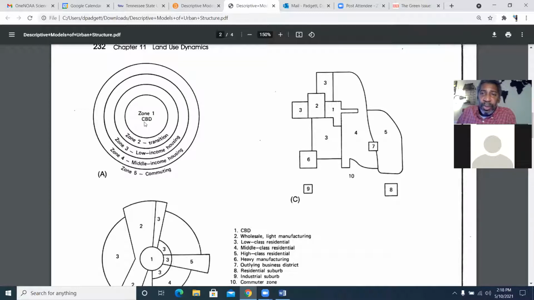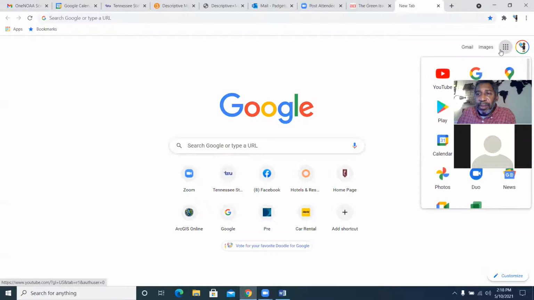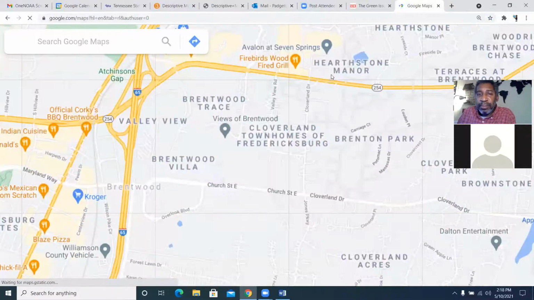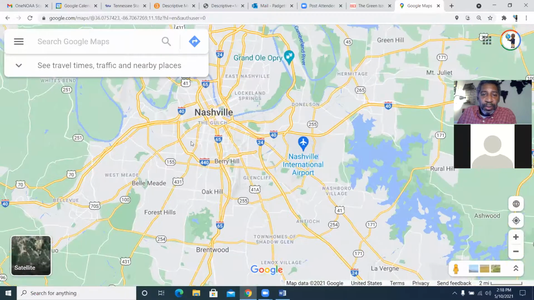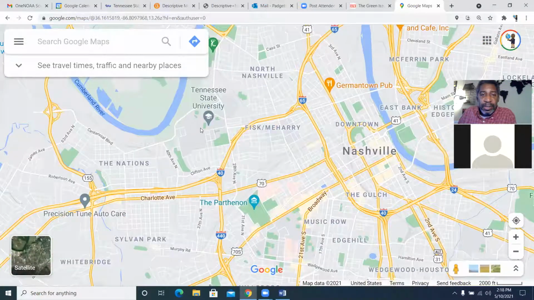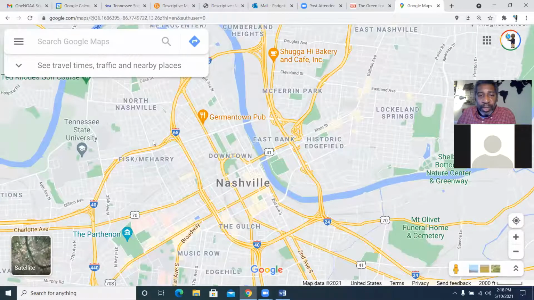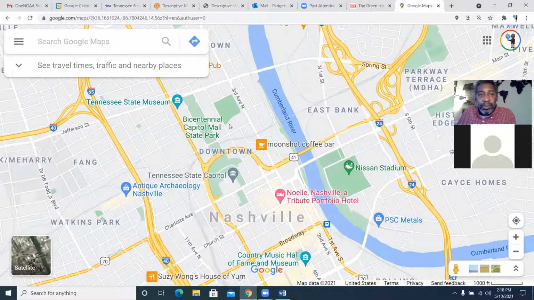So the first zone is known as the Central Business District. I will use Nashville as the example of different areas within the urban model. So here's Nashville, just to get you oriented. Here's Tennessee State University's campus. If we go straight east on Jefferson Street, we'll be in Nashville's Central Business District.